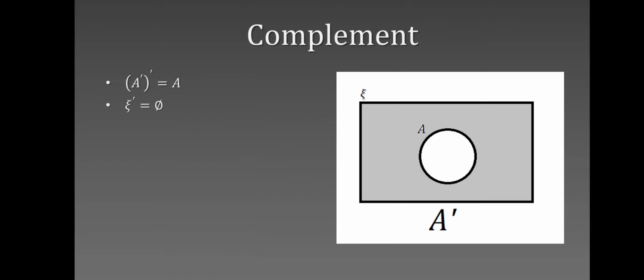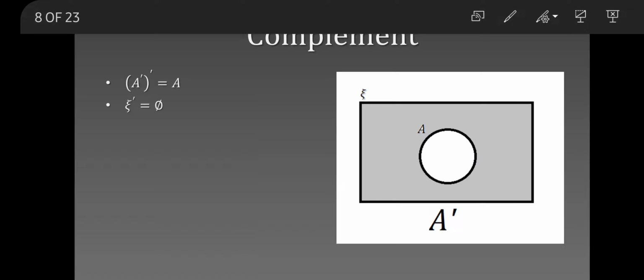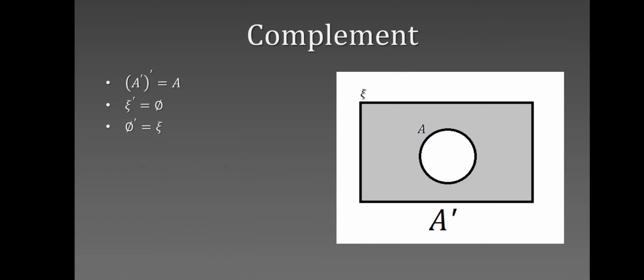Next, the universal set complement is the null set. Pretty obvious, because the idea of the universal set is that it has got everything in it. So if you are taking the complement of that, that means there is nothing. So therefore nothing means it is the null set. Again, the complement of a null set is the universal set. Obviously you are taking the complement of nothing, so that gives you everything.